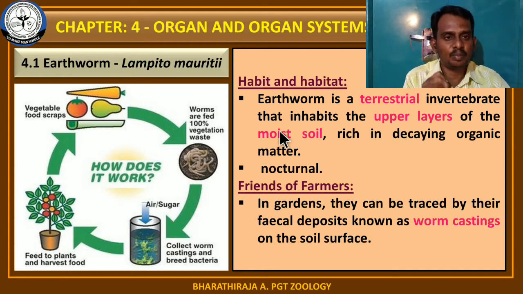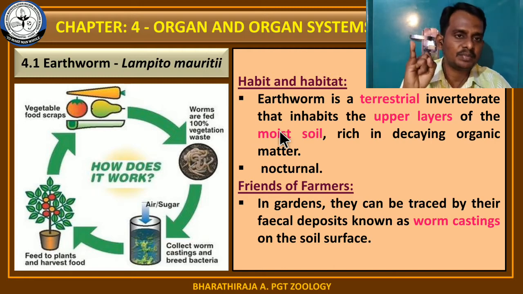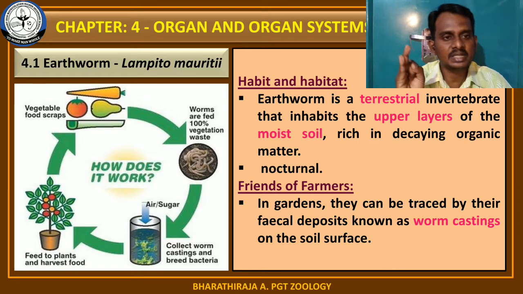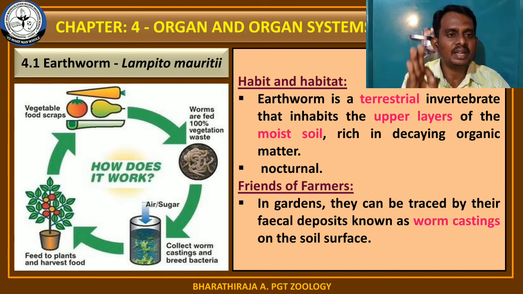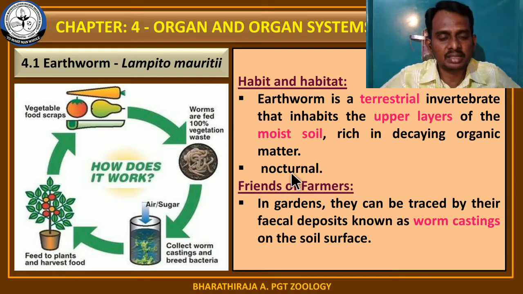Okay? So what are the points we have to memorize in this part? First one is terrestrial invertebrate, and second one is always present in the upper layer of the moist soil, always present in the clay which has decaying organic matter. And all earthworms are nocturnal animals. What is meant by a nocturnal animal?